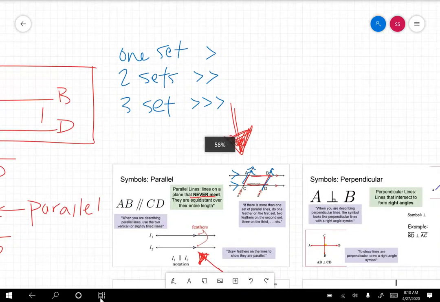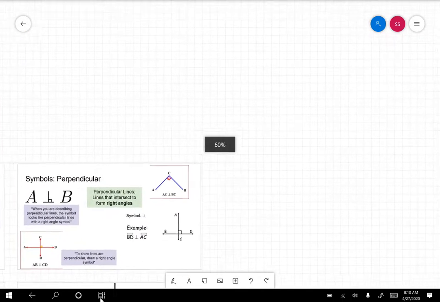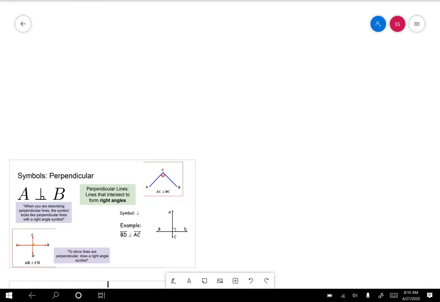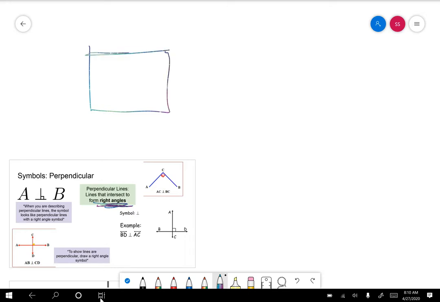Now let's go over perpendicular lines. Perpendicular lines are lines that intersect to form right angles. So that's the key thing with perpendicular lines. They're going to have a right angle. So let's say that we have, pretend this is a rectangle. Let's say that we have this rectangle. We know that rectangles have right angles.